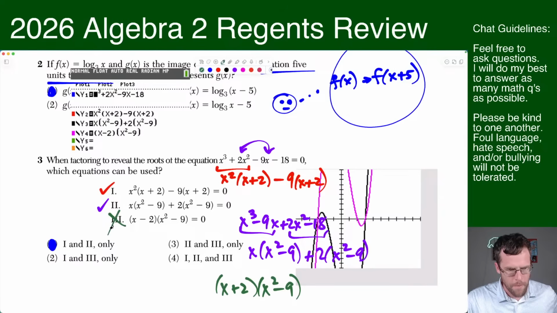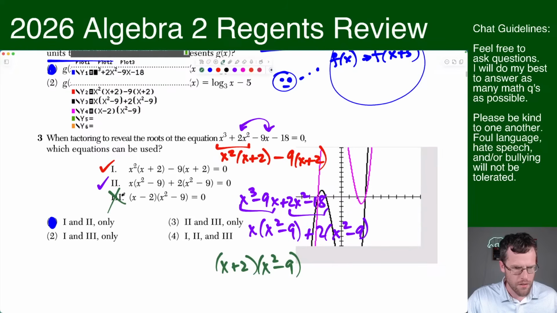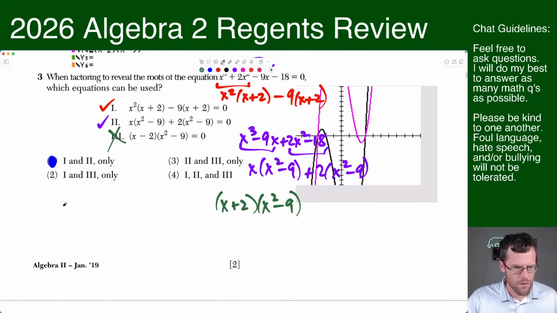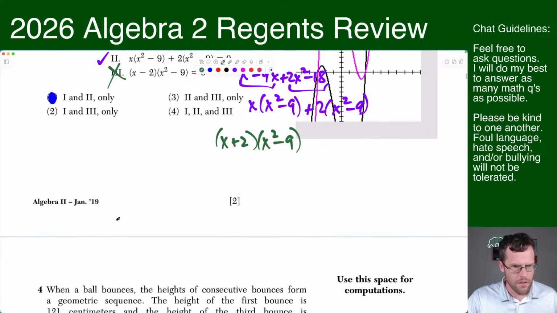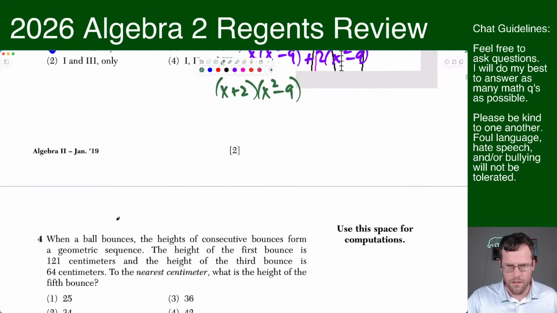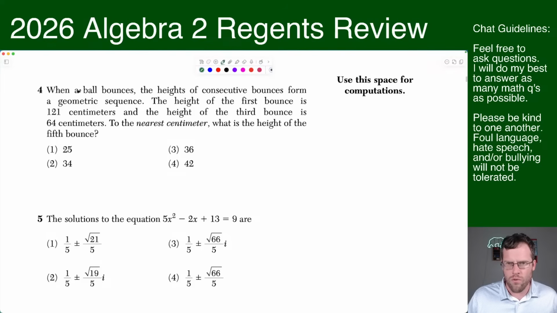Okay, so yeah. So let's see. Question 4. All right, here we go. When a ball bounces, this one is a tricky question, geometric series. So here, when a ball bounces, the heights of the consecutive bounces form a geometric sequence. The height of the first bounce is 121 centimeters, and the height of the third bounce is 64 centimeters. And then we want to know, to the nearest centimeter, what is the height of the fifth bounce?